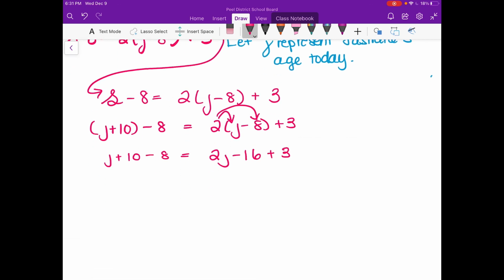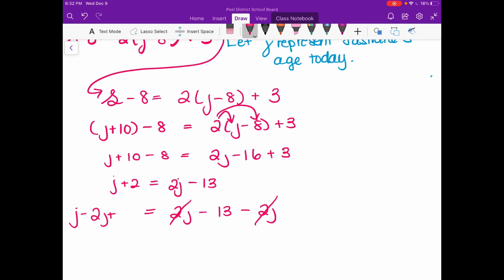Right, and I'm just going to collect my like terms. So I have 10 minus 8, which is going to be just positive 2, equals 2J. Negative 16 plus 3 is just negative 13. Right? And then, sorry, I'm just going to put my J in here. Now I'm going to move my J to the other side. So I'm going to have J plus 2. I'm going to move my 2J. So I'm going to have 2J minus 13 minus 2J because I'm trying to get rid of it. So it's going to come on this side. It's going to turn into J minus 2J plus 2. Right? Got rid of the 2J on that side.